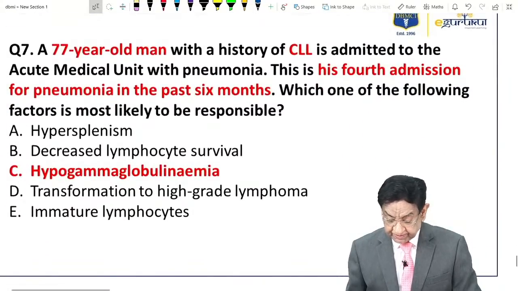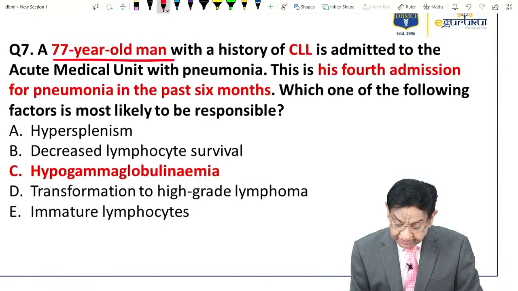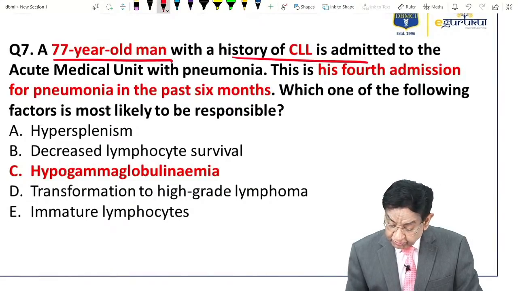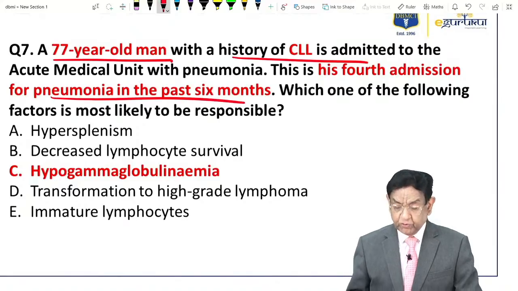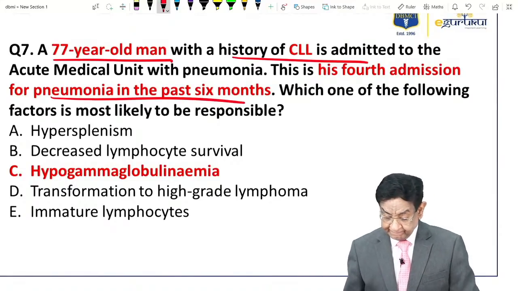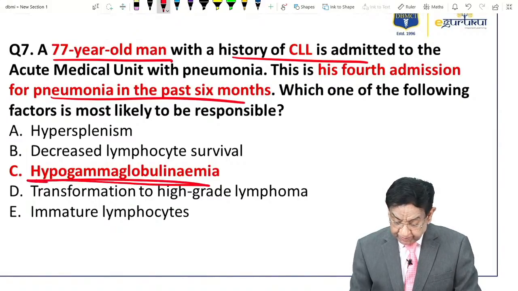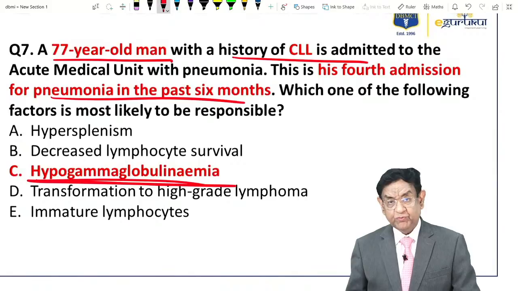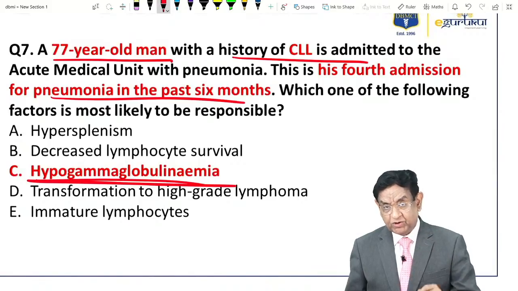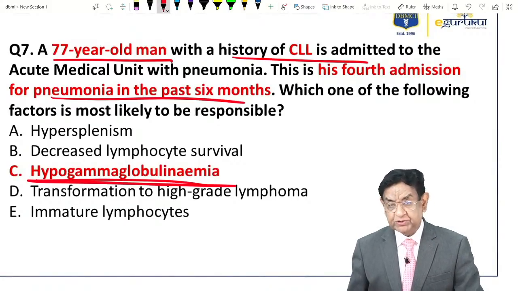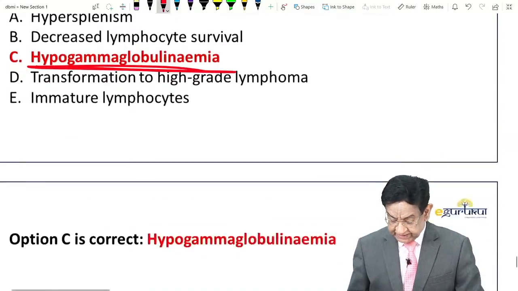Question 7. A 77-year-old male diagnosed with CLL is admitted 4 times for pneumonia. Most likely cause: hypogammaglobulinemia. Why this answer? Why not others? Let's look into more detail. At the same time, we'll also rule out the other options.